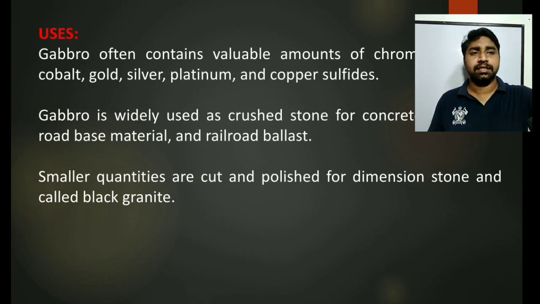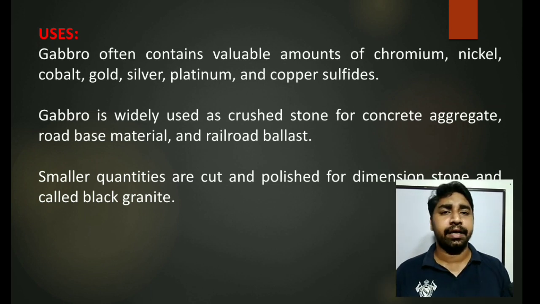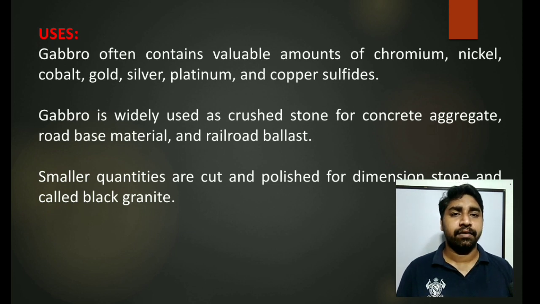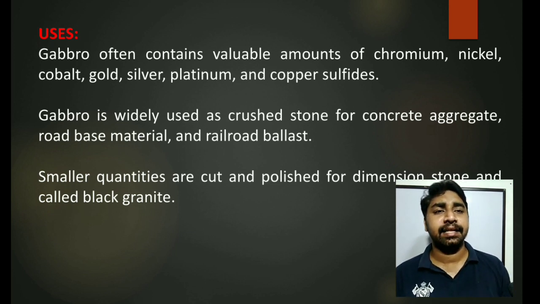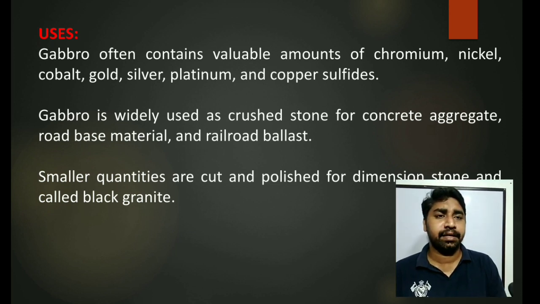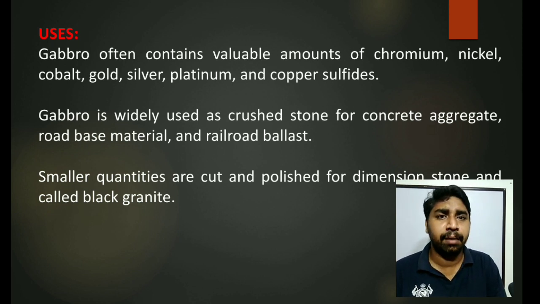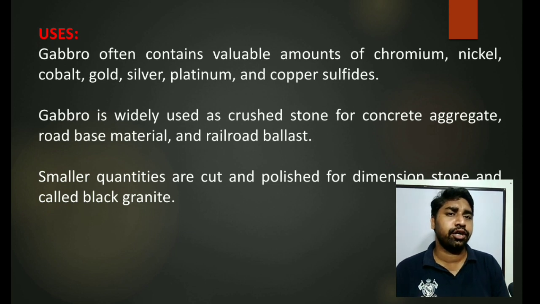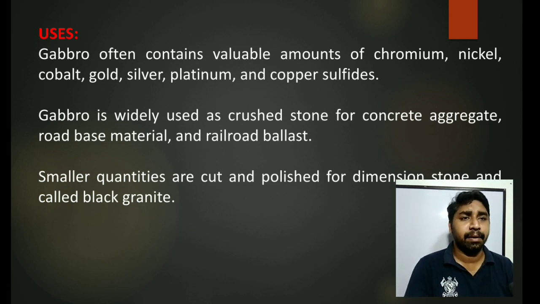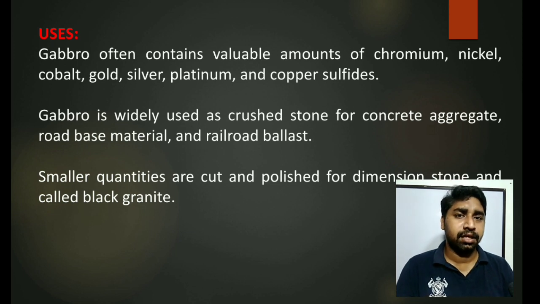Coming to the uses, these are commonly used as a source of valuable amounts of chromium, nickel, cobalt, silver, gold, platinum, meaning it contains some valuable minerals. So gabbro is a storehouse of these valuable minerals. Generally we say pegmatite is the storehouse; gabbro also we can say. Why? Because it also contains some amount of chromium, nickel, cobalt, gold. So rare or commercially valuable minerals are present here.